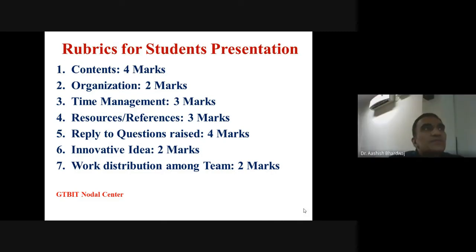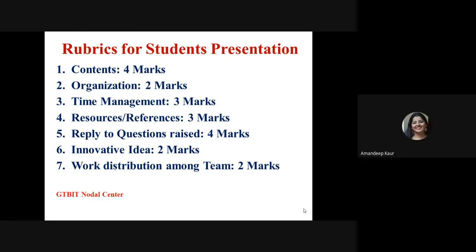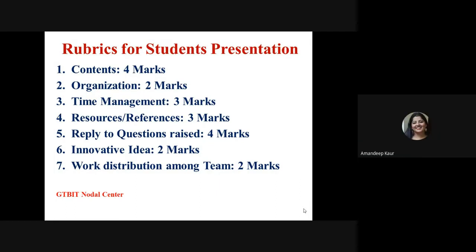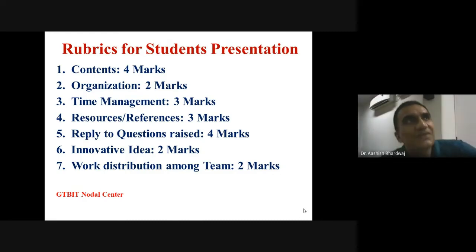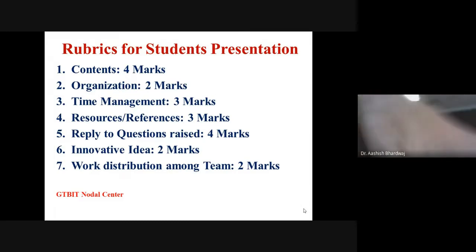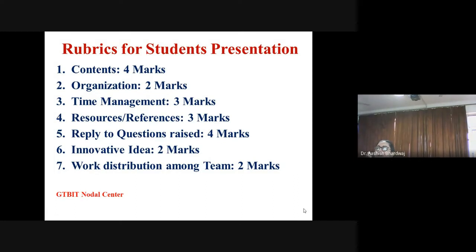We have prepared it for project presentation. Project work presentation. Okay. Or teamwork will be there for them. Content, 4 marks. When you said content, what do we mean by content? What they are going to present, whether it is related to the topic or not. Is it the PowerPoint presentation, whatever they have written on it, or does it also include the report of the project? Yes, ma'am, it will be a PowerPoint presentation.